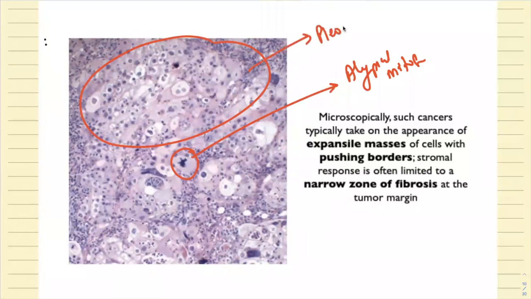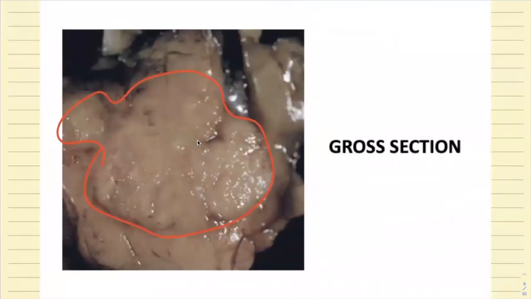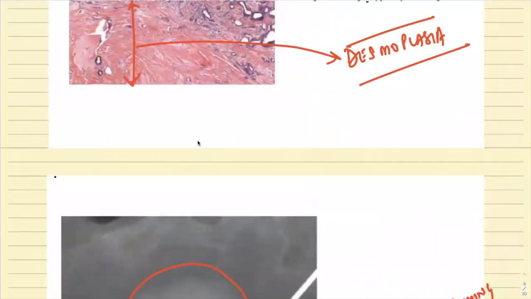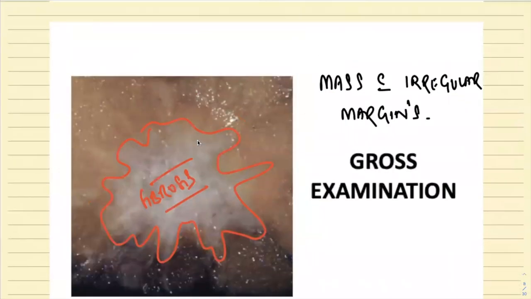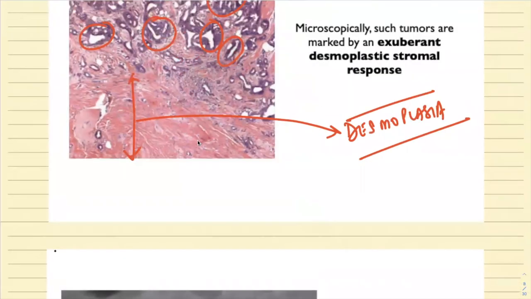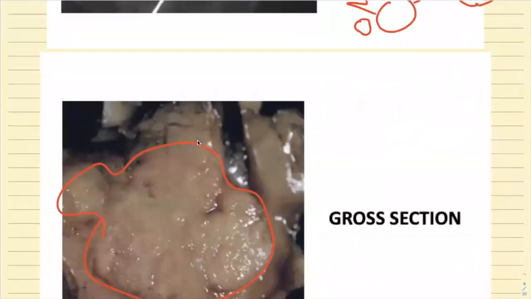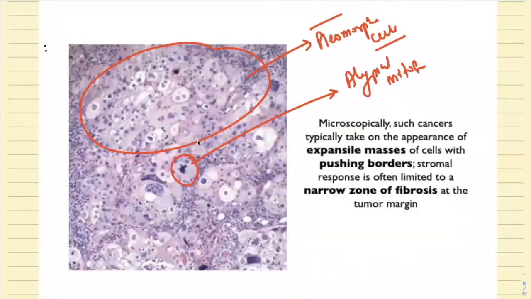These are all pleomorphic cells. Desmoplasia is not that much. You cannot see a lot of fibrosis over here. That is why in this tumor also you cannot see fibrosis. Compare it with this one. There was lots of fibrosis. Okay, and over here also we can see lots of desmoplasia. Over here desmoplasia is not that much.